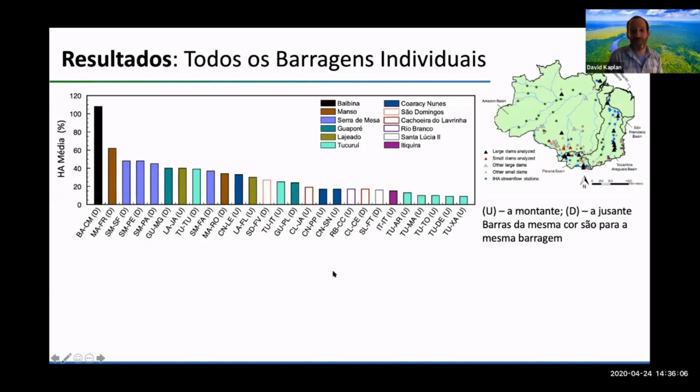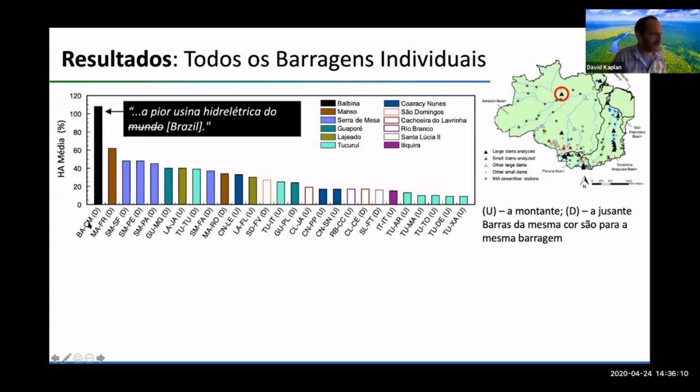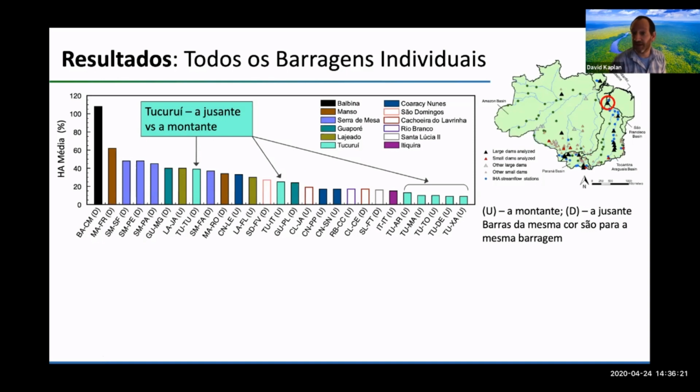Okay, so what are some things that pop out from our analysis? The first is that Balbina does indeed come out as the worst hydroelectric dam, maybe not in the world, but certainly in Brazil. It ranks highest as far as hydrologic alteration. We can also look at stations upstream and downstream of a particular dam. So here's Tucuruí with a higher impact downstream than the stations that are upstream. We'll think about that in a few moments.